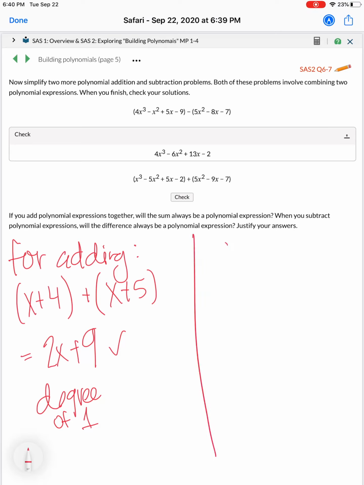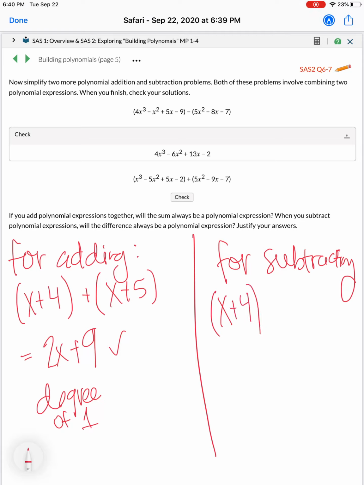Has a degree of 1. Okay? But for subtracting, let's say we're going to use the same examples. X plus 4 minus x plus 5. So now I have x plus 4, and I've got to distribute this negative to both terms, minus x minus 5.